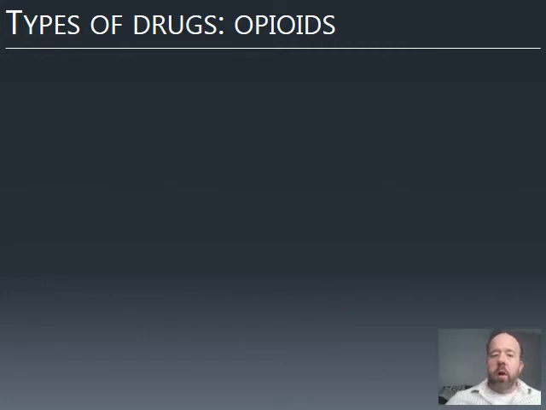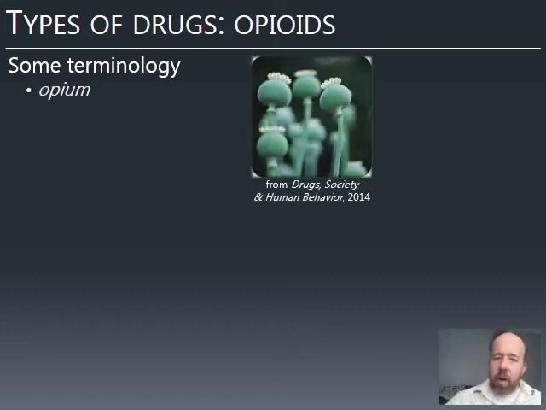Okay, the next class of drugs are the opioids, which again, your book calls narcotics. I'm not going to use that term. But the opioids is a general class of chemicals. Now, some quick terminology, because there are some terms that sound similar but actually mean different things.